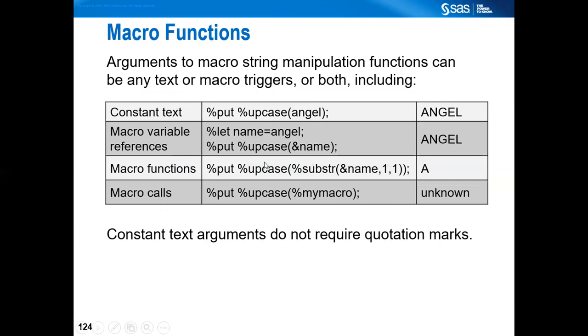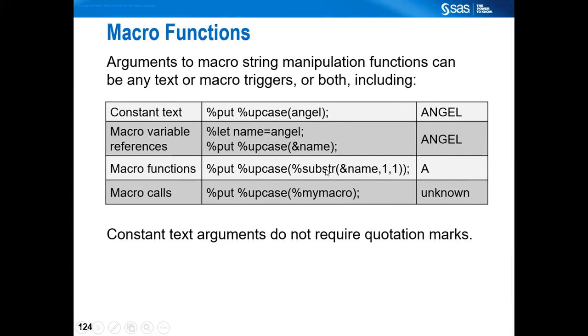So these are some of the examples. We had seen this. Suppose you have a value called angel, and you're writing %put %upcase. This value will appear in upper case in your log. So you're creating a macro variable name with angel and writing %upcase. Either you give the value or you work on a macro variable. You can use it with constant text, or with a macro variable reference, &name. This is how it works on macro functions.